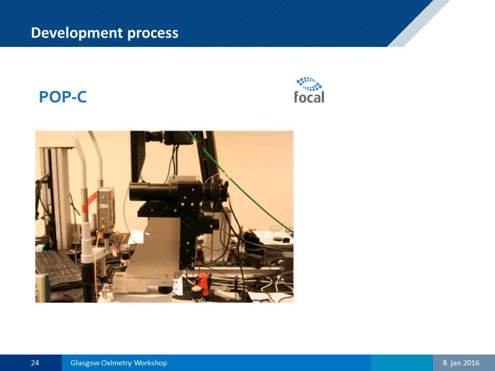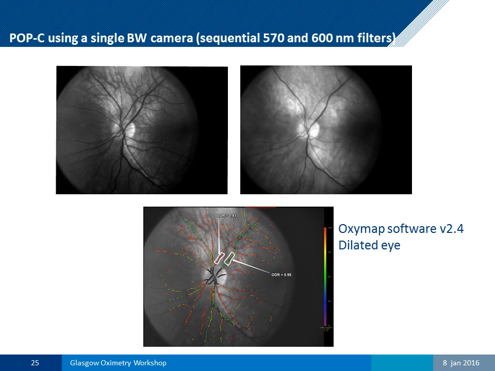The optical part evolved from a fundus camera Focal had already developed in an earlier project, and they adapted that. These were the first images we took. We had to manually change the filters between the flashes, and we had to hold the camera for a few seconds before taking the second picture. However, we were quite pleased when we got the result back from Oxymap that we were measuring oxygen within the retinal vessels. So we were at that point on the right track.